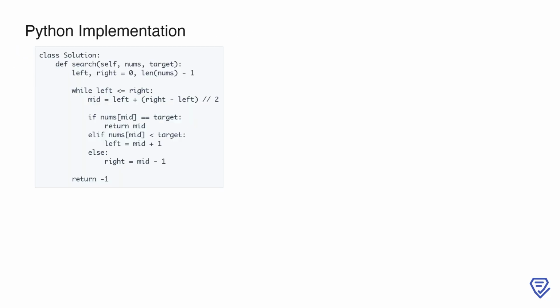This Python solution implements binary search to efficiently locate the index of a target value in a sorted array. The function begins by defining two pointers, left and right, to represent the search boundaries. These pointers are initialized to the start and end of the array, respectively. Inside a while loop, which continues as long as left is less than or equal to right, the midpoint index is calculated using mid equals left plus (right - left) // 2.